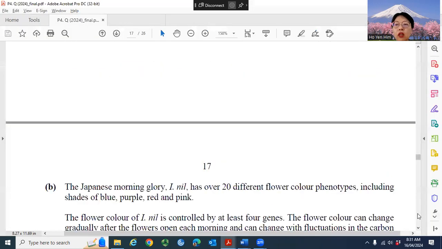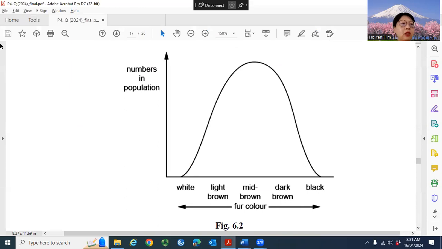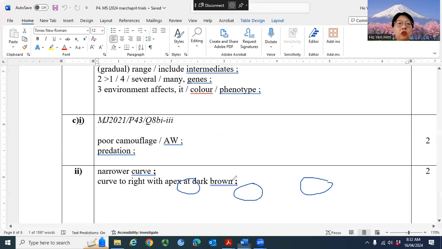So the mice with white color and black color, their numbers are small because the background soil color is mid brown. Their white and black color against mid brown is not well camouflaged, easily seen by predators, so easily removed, so they die and their number will be smaller. Okay, so that's the answer. So next question.